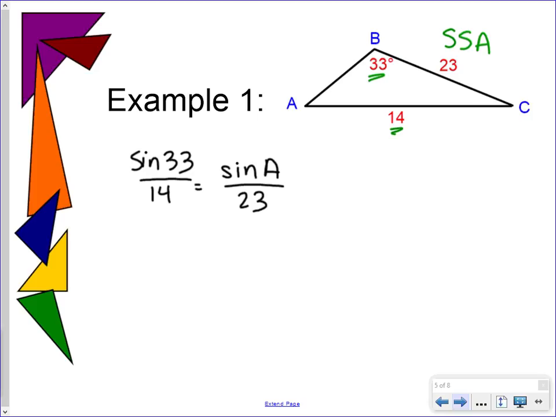As I was walking around, I saw most of you immediately write down that very first ratio, sine 33 over 14. You have to look for that pair in order to do law of sines, where you know the corresponding angle and side, because you have to know one full ratio. So we've got that. And then we set it equal to sine A over 23. Solve, cross multiply, go, do it.